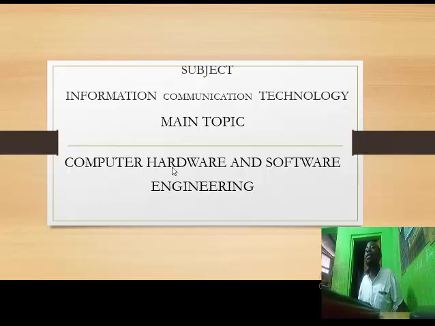Today, our main topic is computer hardware and software. I hope you've all heard about computer hardware before. Yes, say something about computer hardware, whatever you've heard about computer hardware. Okay, that's good. Any component that you can see and touch, that's good. Clap for him. You've done a very good job.